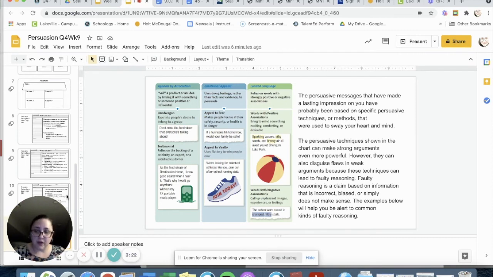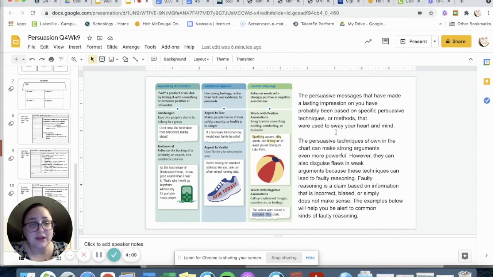And now this is from the textbook. So you are welcome to look at the textbook pages, and this writing is there as well. So I'm going to read directly from this, and then we'll go back and forth in our final discussions here. So the persuasive messages that have made a lasting impression on you, that have basically lasted in your brain and in your feelings and what you know and feel about a product or a group or an idea, have been based on specific persuasive techniques or methods that were used to sway your heart and mind.